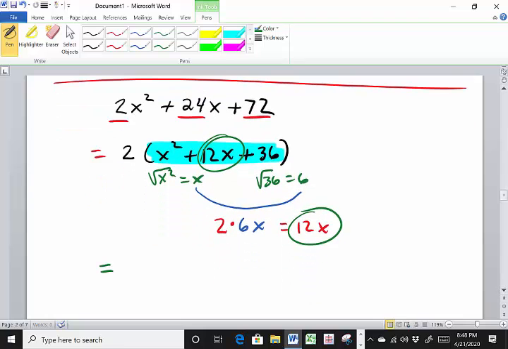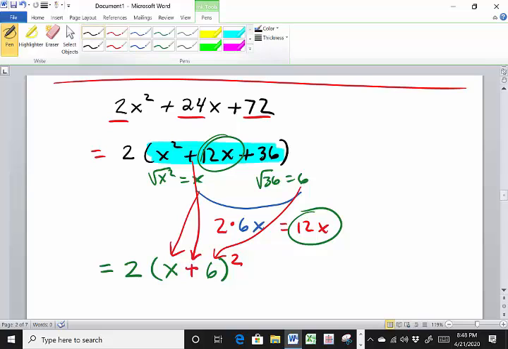So this just factors to 2 times, and then in parentheses, the x and then the 6, right? That comes from here and here. And then since it's a plus sign, it goes inside, and then of course we have to square it. So our result, let's just make it a little neater, it's 2 times x plus 6 squared.